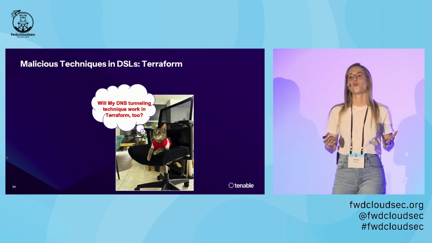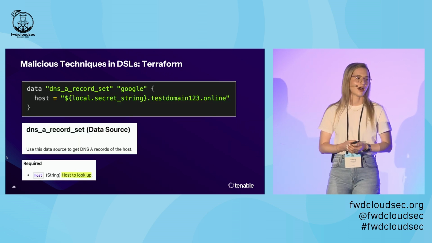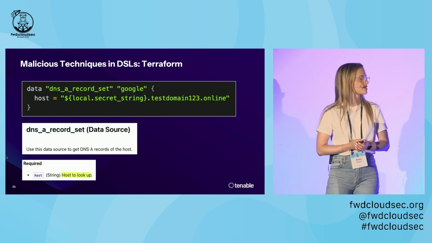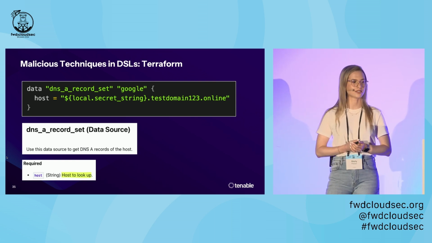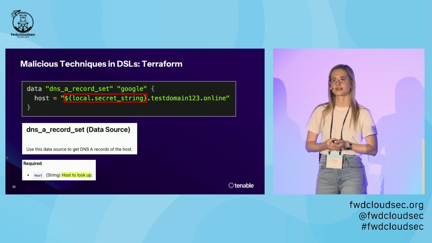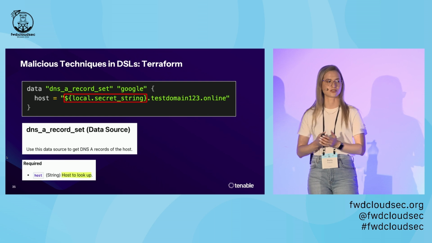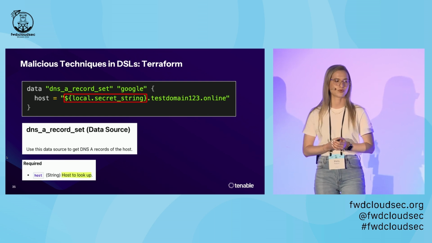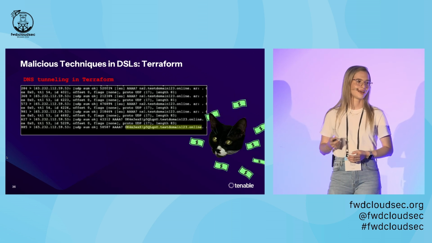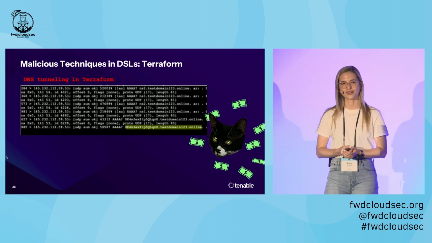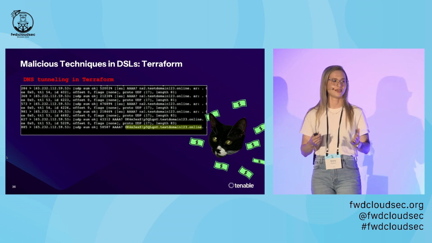Then I thought, why not try my DNS tunneling in Terraform as well? I found this DNS data source, and it allows you to look up a host and also returns an IP address. So I concatenated a secret string from my configuration as a subdomain of my malicious domain. I monitored the DNS requests and ran this Terraform code. And success! I was able again to leak data using DNS tunneling, this time in Terraform.